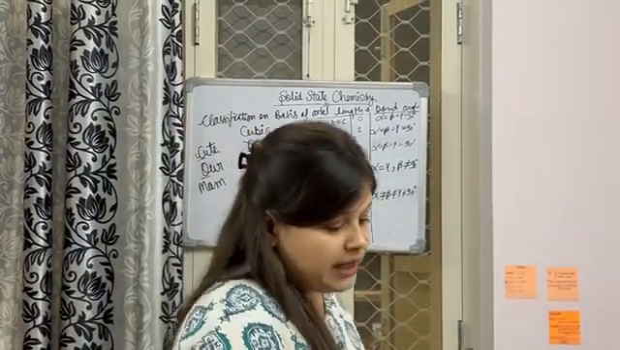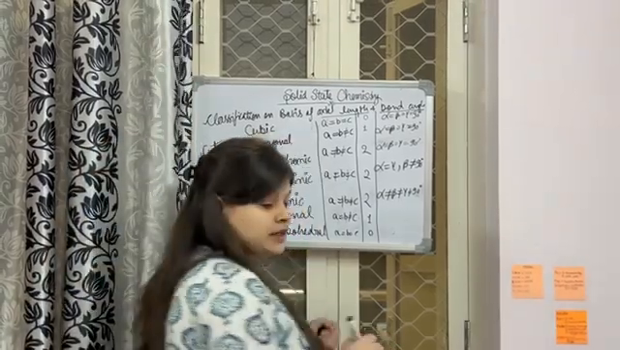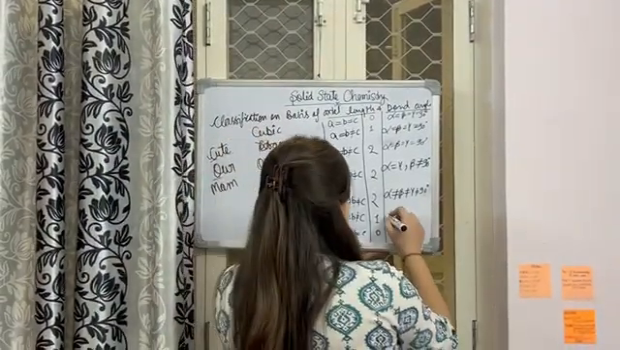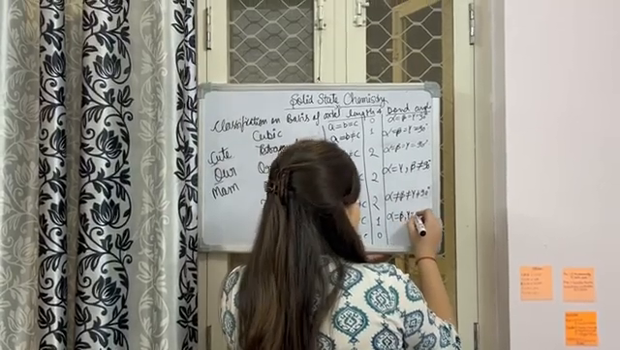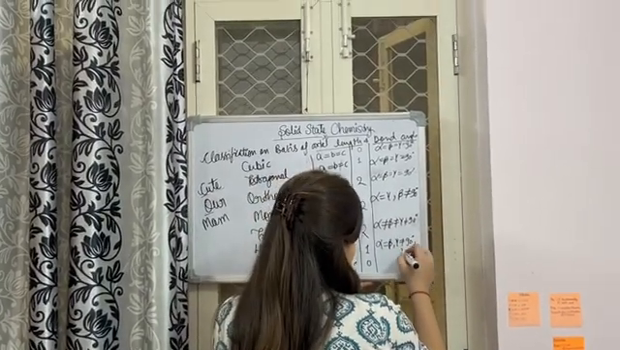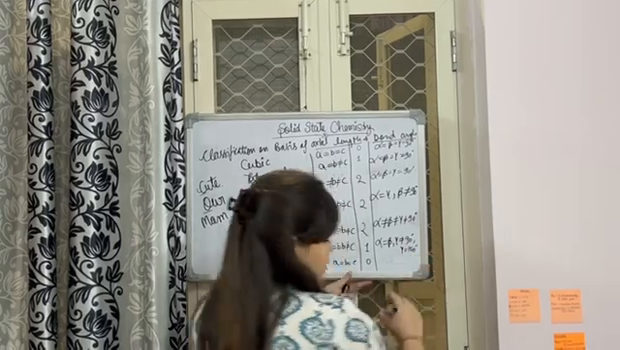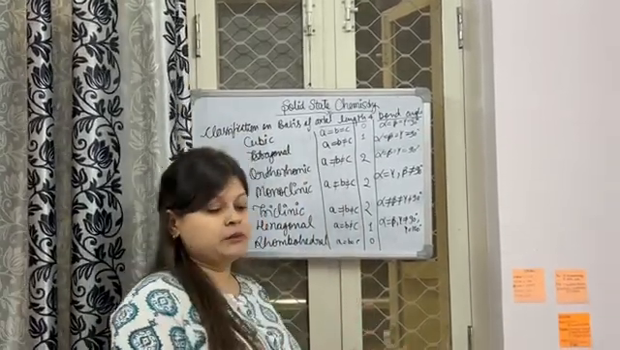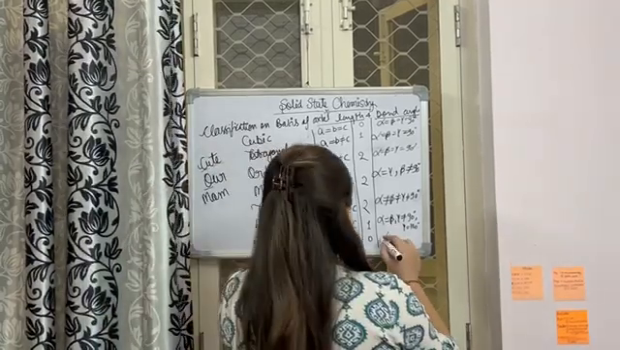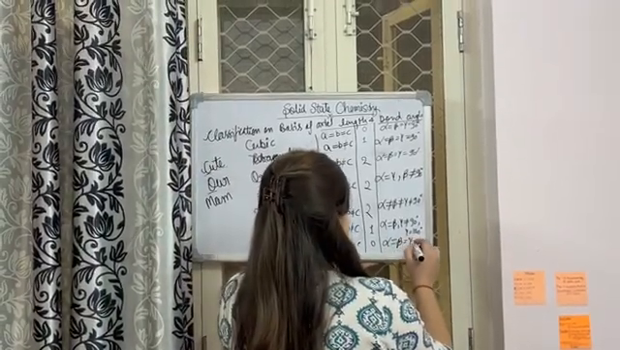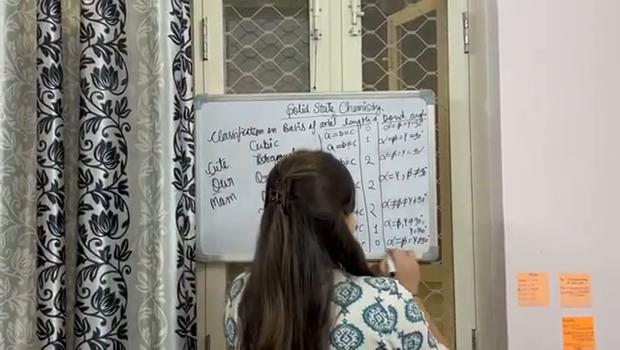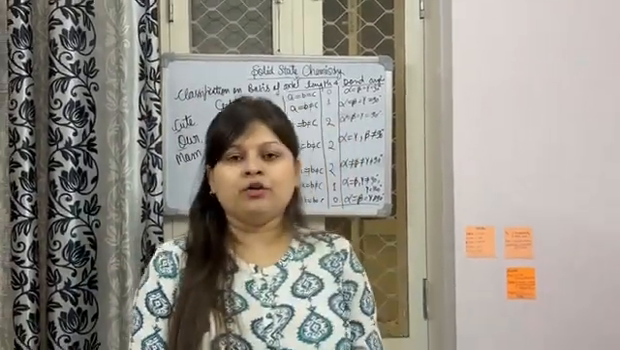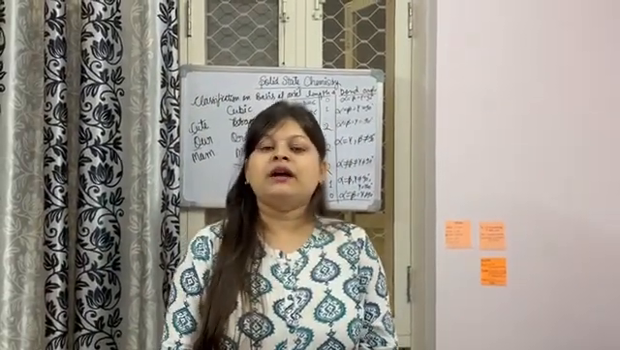Second, in hexagonal, alpha is equal to beta but gamma is equal to 120. Alpha equals beta, gamma is not equal to 90 but it is equal to 120. Third and the final one is rhombohedral, in which alpha, beta, gamma are not equal to 90. So this was the final discussion of the topics. I hope you have understood. Thank you.